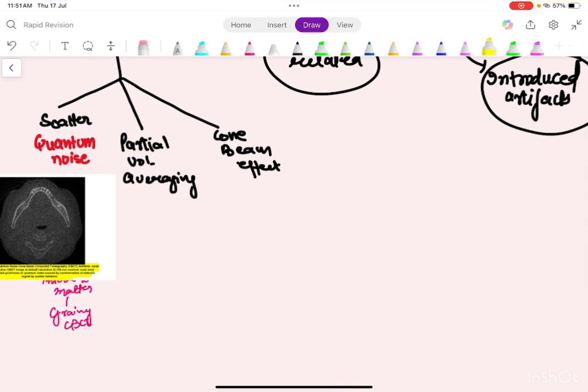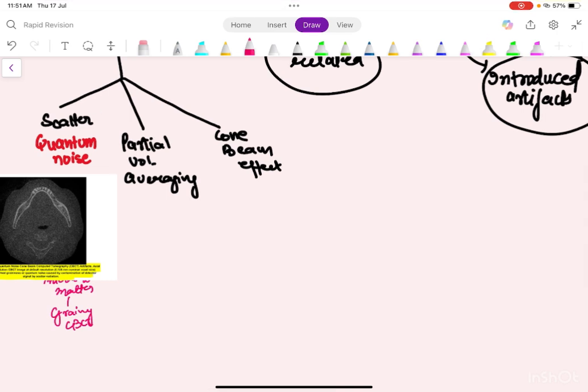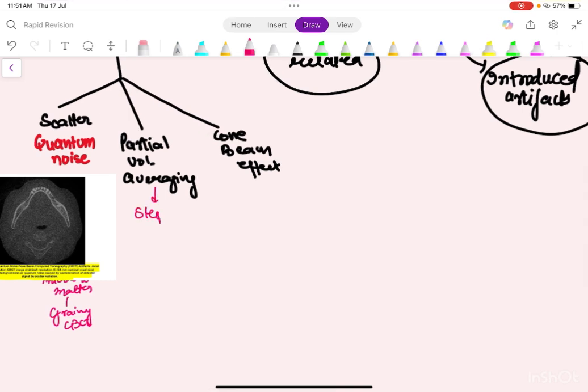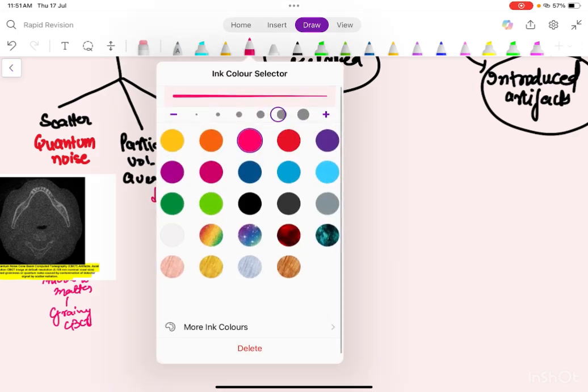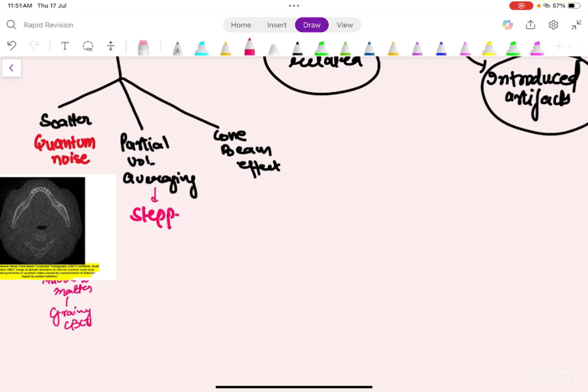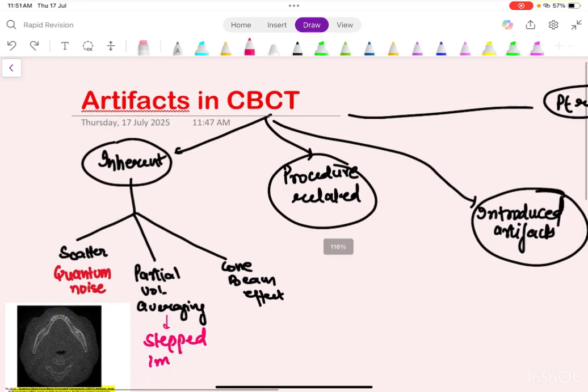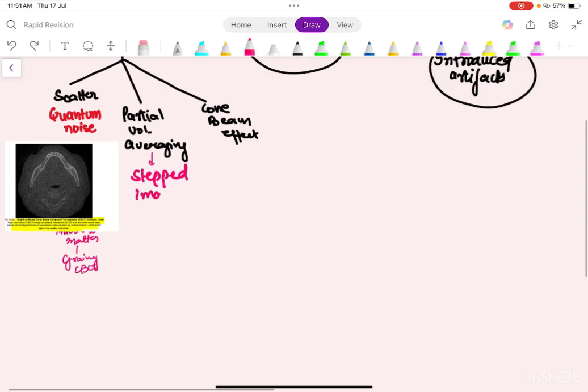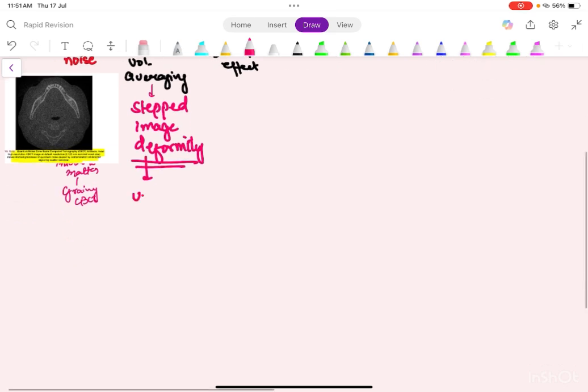Now let's talk about partial volume averaging. In partial volume averaging, you see a stepped image deformity. Specifically, what happens is the voxel size is more than the size of the object.